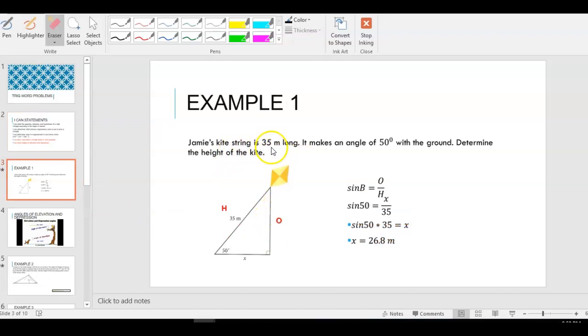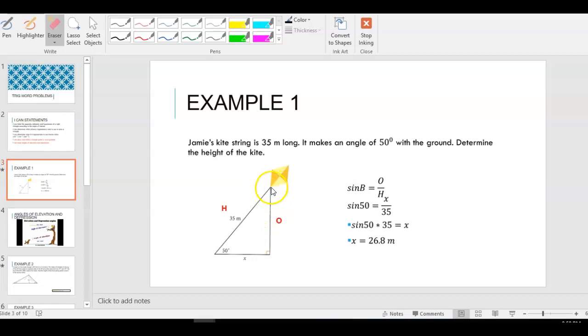Jamie's kite string is 35 meters long. It makes an angle of 50 degrees with the ground. Determine the height of the kite. Okay, so we can draw this triangle, the string. We know that it's 35 meters long, and we know that the string creates an angle of 50 degrees with the ground. And we're asked to determine the height of the kite.